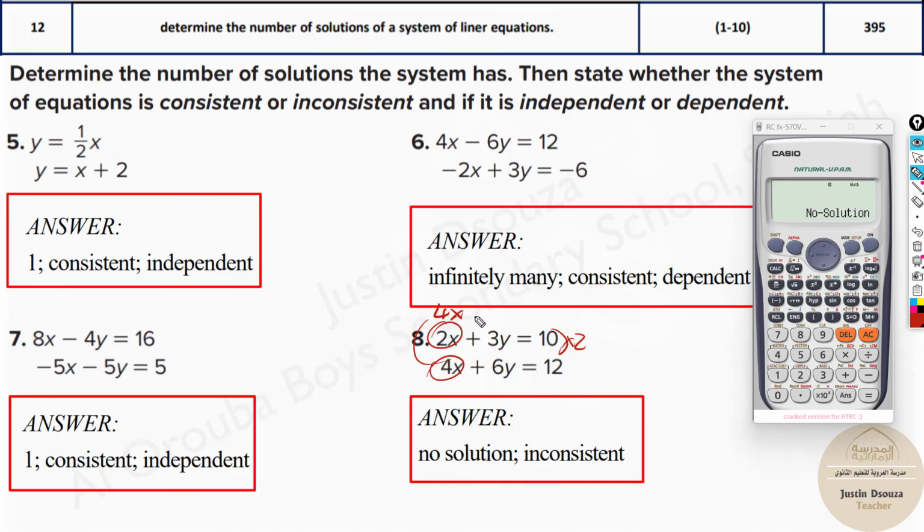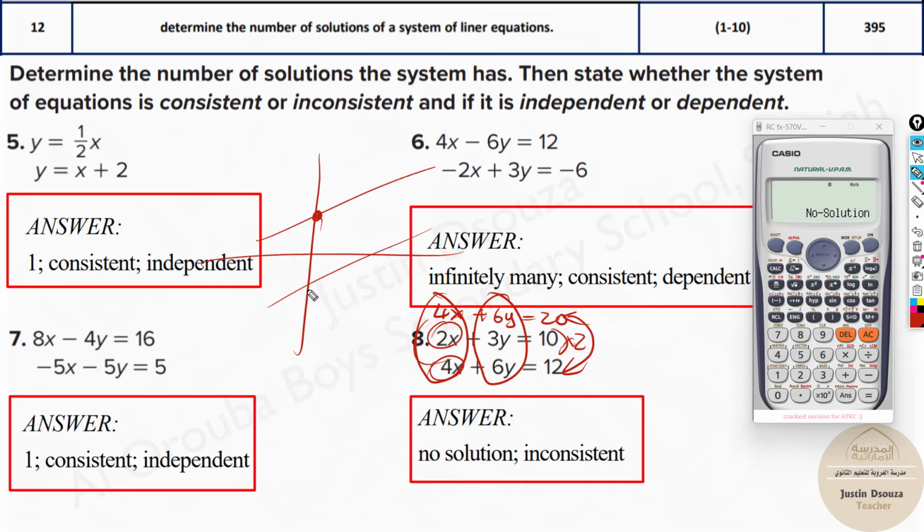It's going to be 4x plus 6y equals 20. Now compare these both equations. The first terms are the same, the second terms are the same, but it's only these numbers that are different. That means if I graph them, they have two different y-intercepts. They have the same slope but different y-intercepts. They are parallel lines. That means they will never touch each other, so they are inconsistent and have no solution.